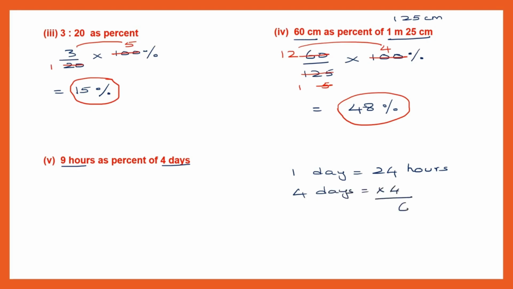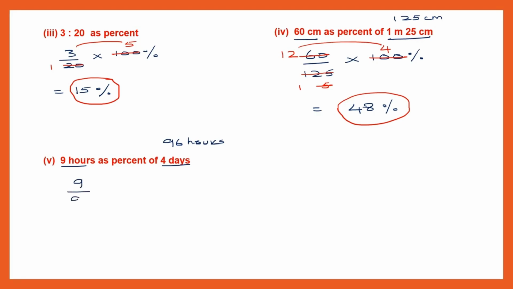4 fours are 16, carry 1. 4 twos are 8 plus 1 is 9. 96 hours. So here what have we done? We've converted 4 days to 96 hours. So now as you can see, both the units are the same. Here we have 9 hours and here we have 96 hours. Now we can work out our sum. Here we are expressing the first quantity as a percent of the second quantity. So 9 is the first quantity divided by 96, the second quantity, into 100%.